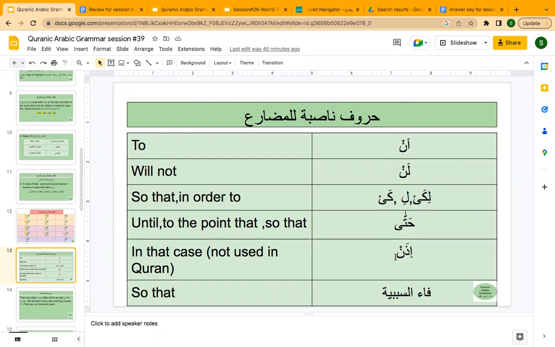When you see your mudare that is nasb in status or mansoob, ending with fatha or has noon dropped, what are you going to look for? You are going to look for these signs, okay? An, lan, likai. Sometimes this likai can be separated. They can be li and kai. Hatta, fa. You will have these five particles before your mudare that are going to make your mudare mansoob. Is this clear? Type one if it is.